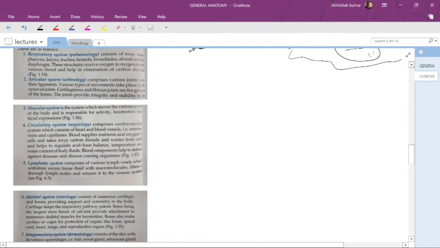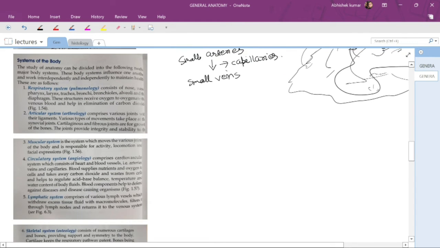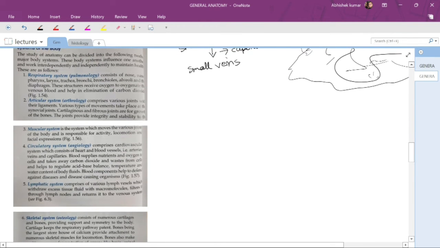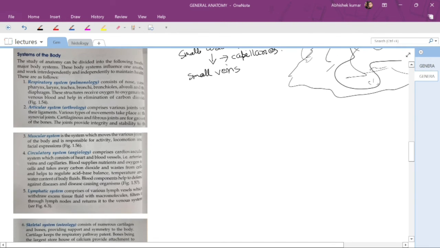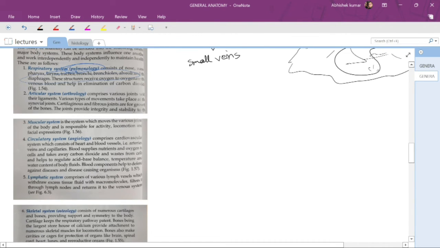Now, systems of the body. I'm only going to give you a brief, short explanation or a definition of every type. There are various body systems, like the respiratory system, also known as pulmonology. It deals with all the organs involved in respiration, taking oxygen into the body and giving away carbon dioxide.